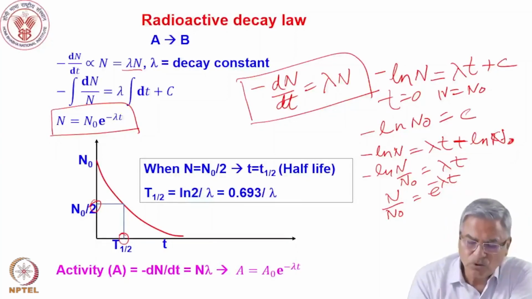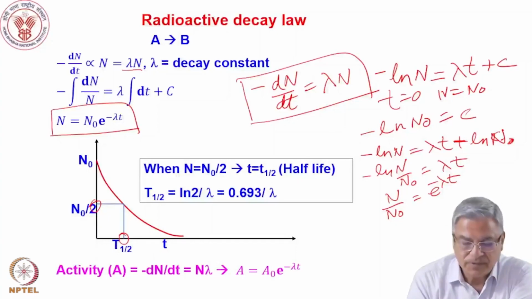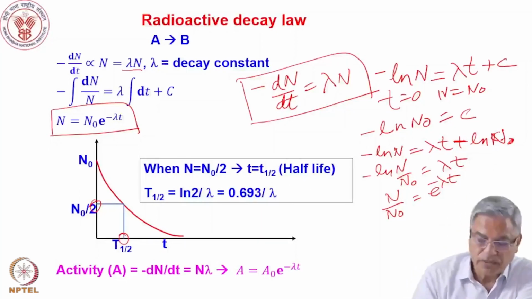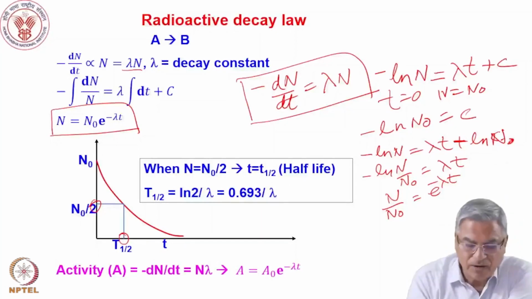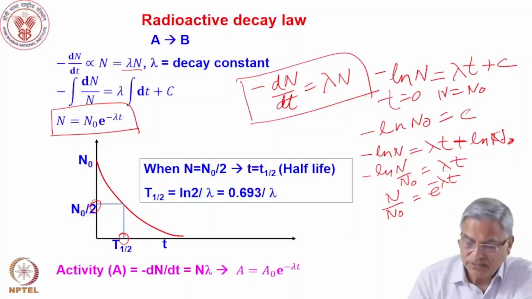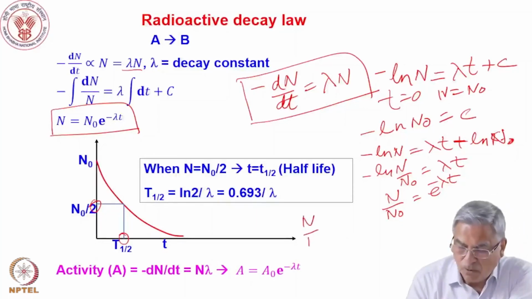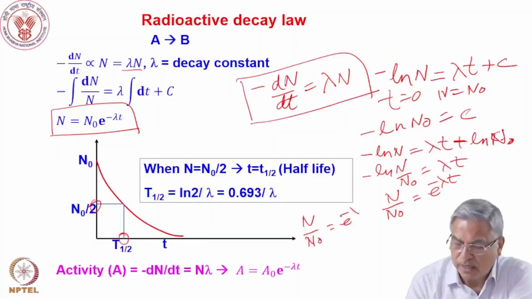So when N equal to N0 by 2, t equal to t half, and you can substitute the value of t in this equation and find the value of t half. So t half will become ln 2 by lambda. How do you do that? You can see here, N upon N0 equal to e raised to minus lambda t.